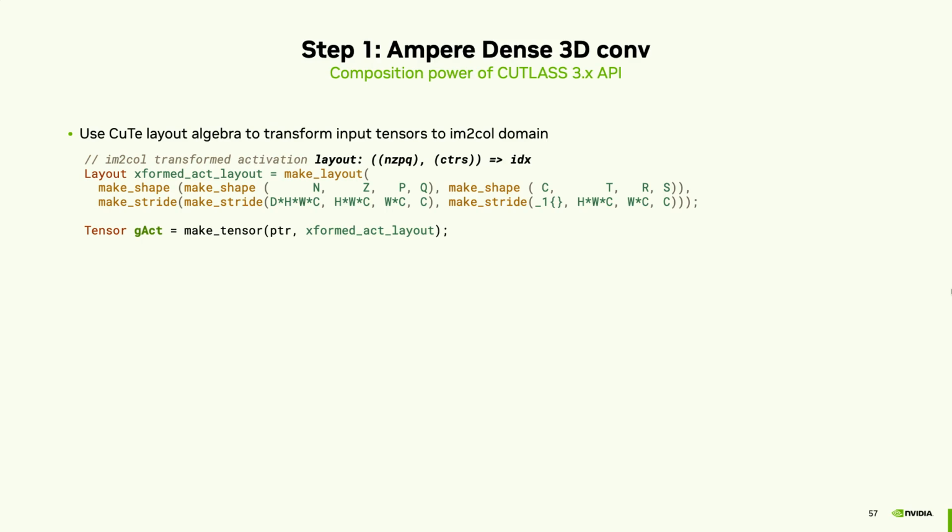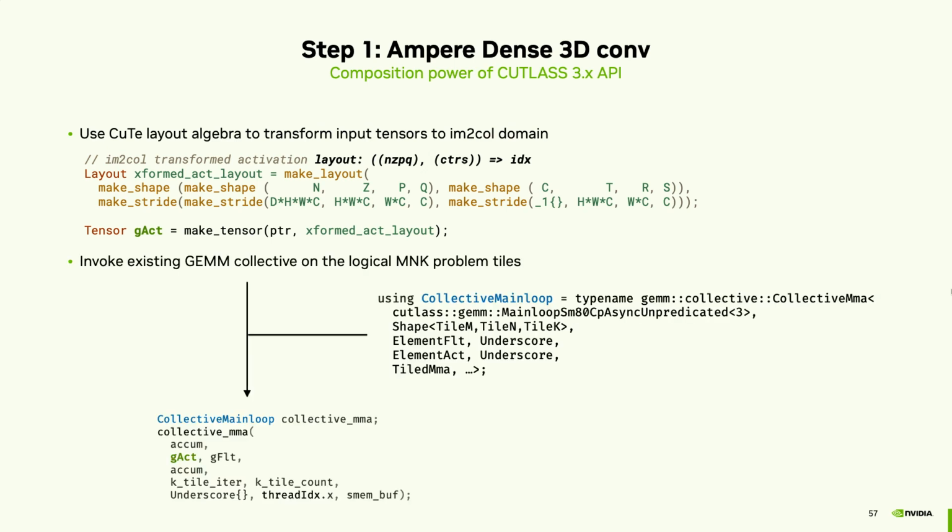That'll be released in a later version of CUTLASS at some point. But you can imagine that the transformed activation layout has a logical shape in M and K as NZPQ and CTRS multimodes. And one thing to remember is every CuTe layout is a function from some set of inputs, integers, to some index space, right? So in this case, I'm taking the NZPQ and CTRS as a function that maps onto the linear index in that tensor. And then I can just take that IM2col transform tensor and use an off-the-shelf GEMM collective.